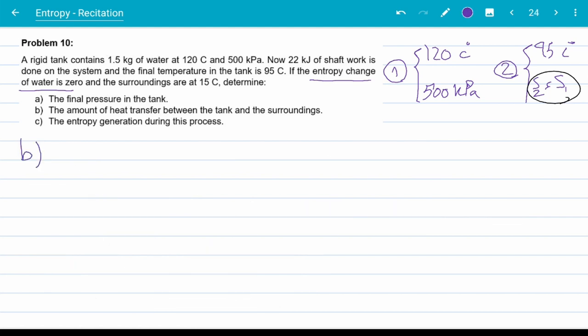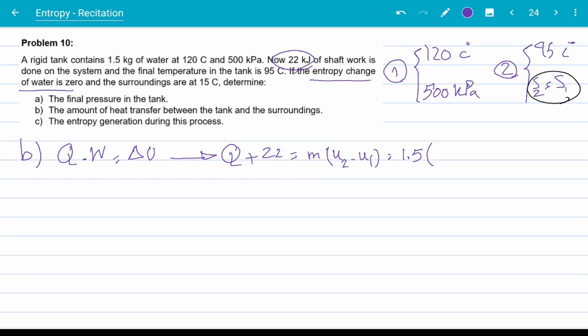For part B, the amount of heat transfer, we are going to use the first law of thermodynamics. Q net minus W net is delta U. We are looking for Q. We also know that 22 kilojoules of shaft work was introduced to the system, so plus 22 is equal to delta U, which is mass times U2 minus U1. It's 1.5 kilograms of water times U2 minus U1. Now I need to find both U2 and U1.